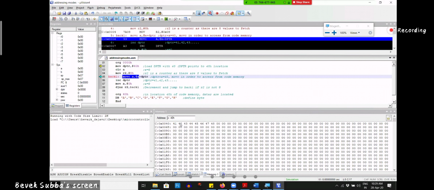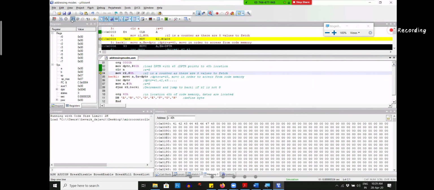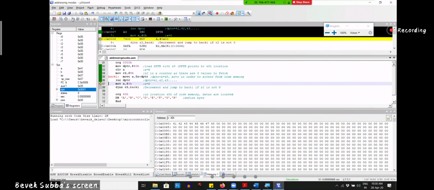So I need to move these values to A one by one. So let's do this. DPTR, I'm making this as 40. Okay, see this yellow line. Now A will be 0. R2 will be 8 because you need 8 pointers, and increment DPTR to 41. A value will be 0.